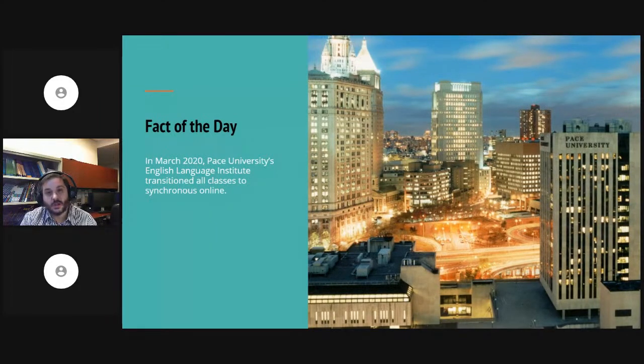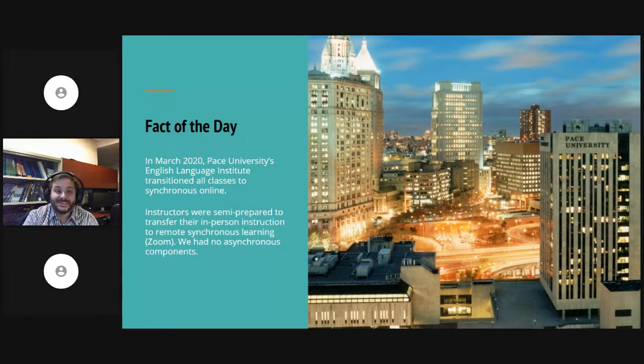But we transitioned all of our classes very quickly. First we used, it was called Collaborate Ultra. It was a different kind of Hangouts, Zoom type thing, and then we switched over to Zoom, and that's what we did. We transitioned everything basically overnight. But the instructors were semi prepared to transfer their in person instruction to remote synchronous learning. So it's not that we had not talked about it.